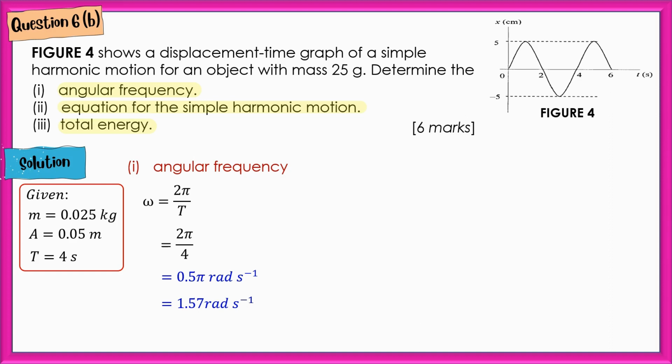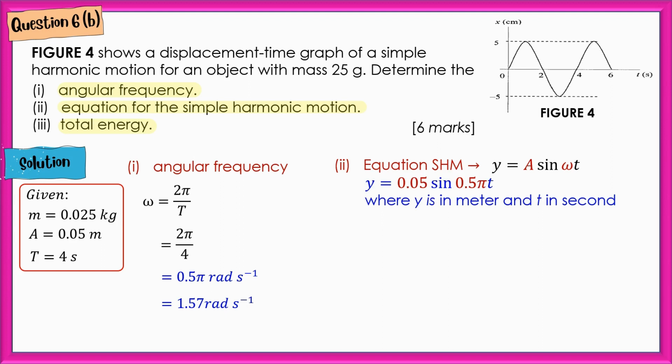To write down the equation for the simple harmonic motion, first we write down the general equation for the displacement of the simple harmonic motion: y is equal to a sin omega t, and you need to identify the a, amplitude, and also omega. From our previous calculation, we can write down the displacement equation as y equal to 0.05 sin 0.5 pi t. Don't forget to write down the unit, where y is in meter and t is in second.